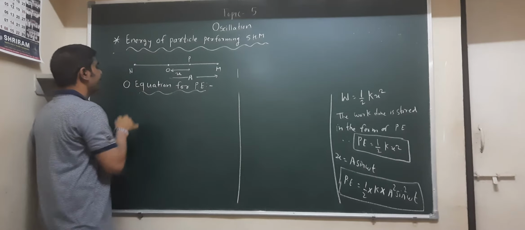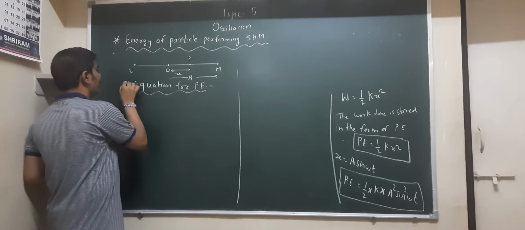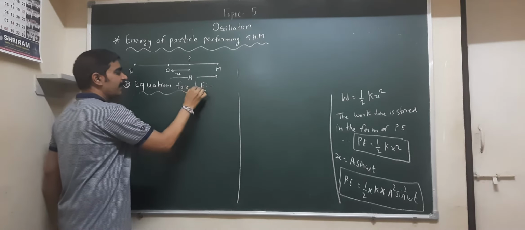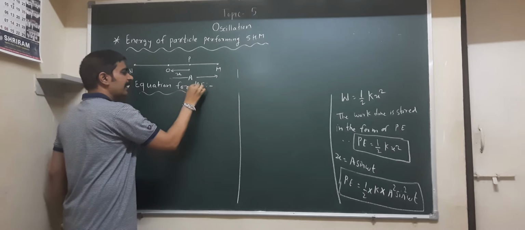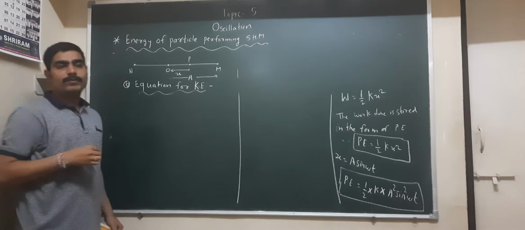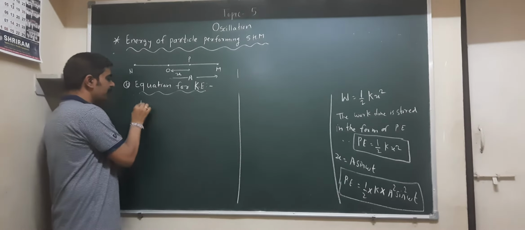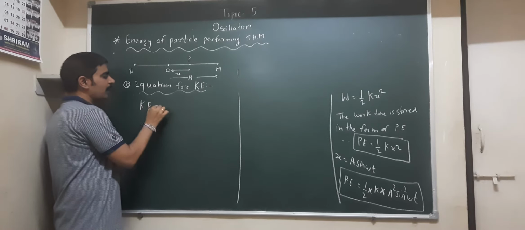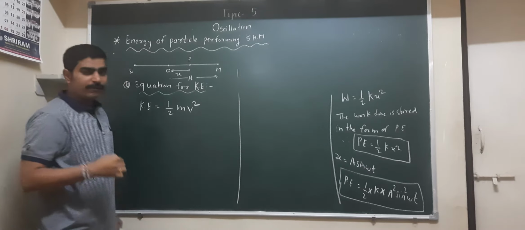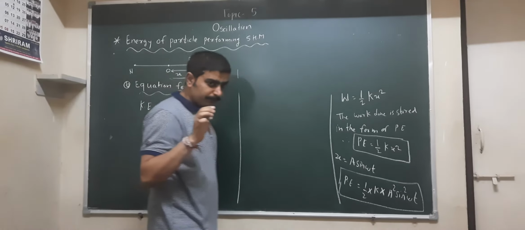Part B, equation for KE, that is the kinetic energy. Friends, we know the formula for the kinetic energy. Kinetic energy is equal to half mv square. This is the formula for the kinetic energy.